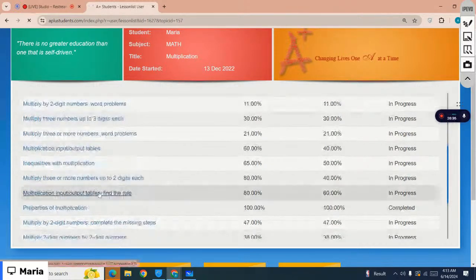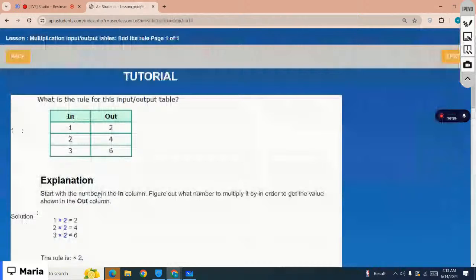Find the rule. Let's just start with the lesson. What is the rule for input output?